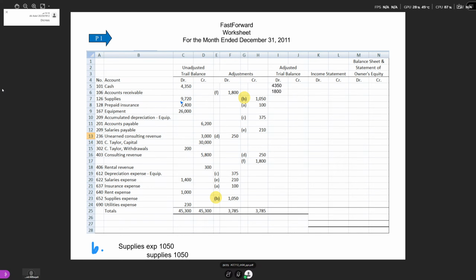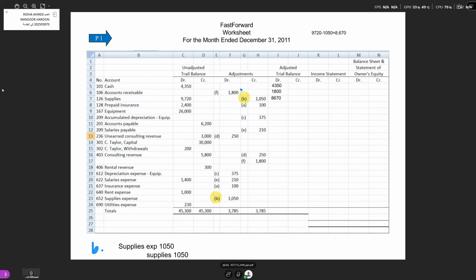So what we do is that we take 9,720 minus 1,050. Just to show you, 9,720 minus 1,050 would be equal to 8,670, which means that my supplies amount in the adjusted trial balance, the accurate amount, should be 8,670. And that would be on the debit side. Why? Because supplies is an asset and its balance should be on the debit side.